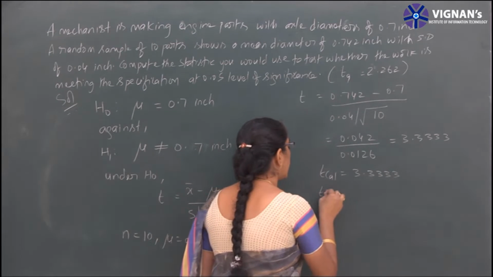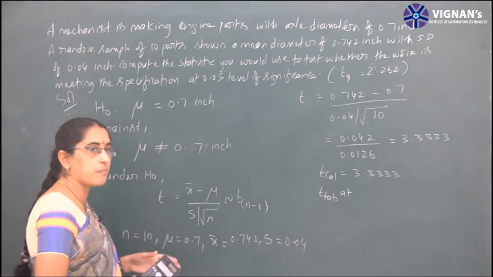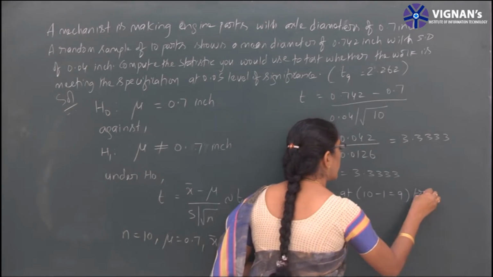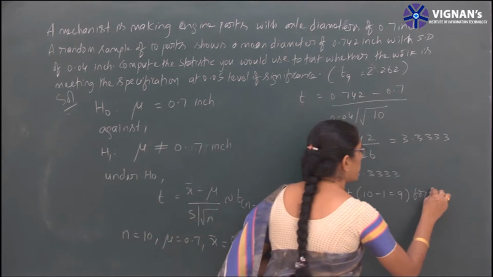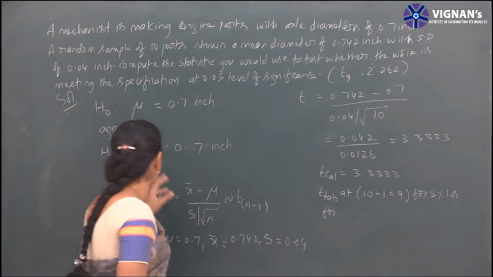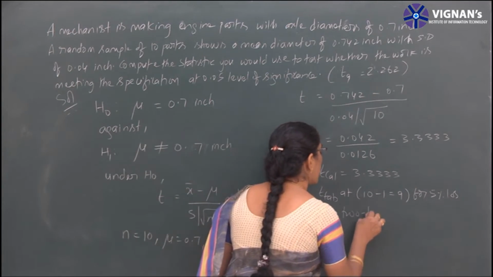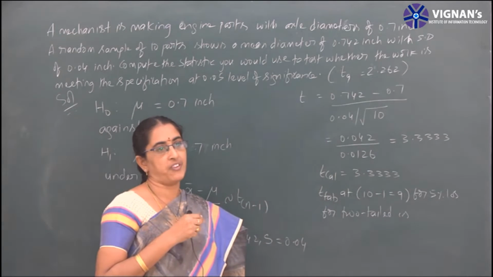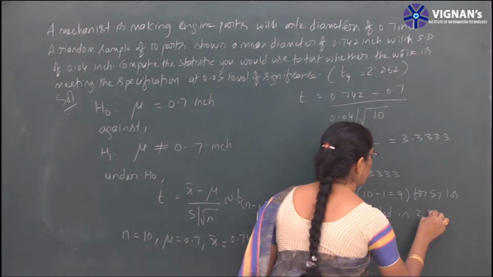Now the t tabulated value at n minus 1, which here is 10 minus 1, equal to 9 degrees of freedom. The level of significance is given as 5%. For 5% level of significance, two-tailed, because the alternative hypothesis is not equal to, we have to look at the table value at 0.025 under 9 degrees. It is given as 2.262.